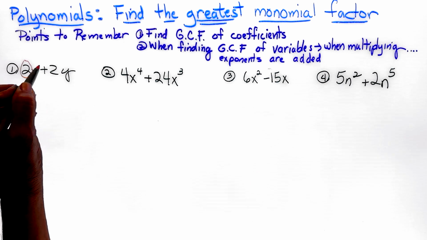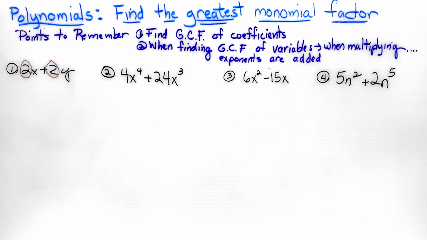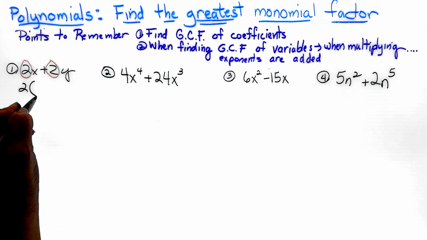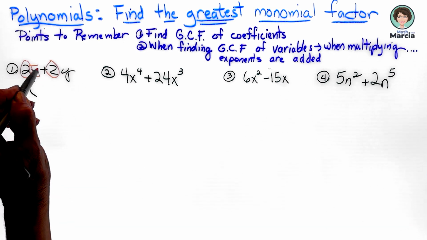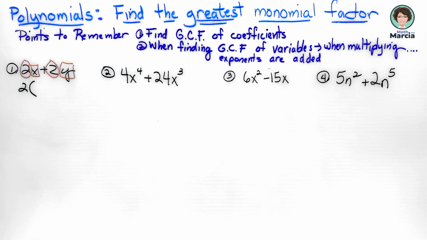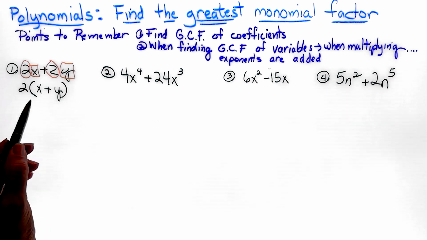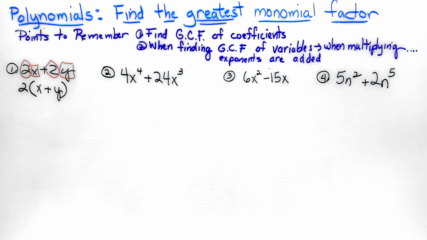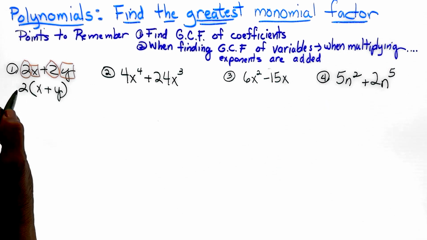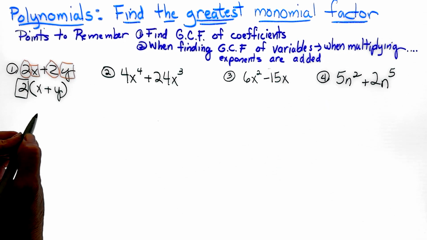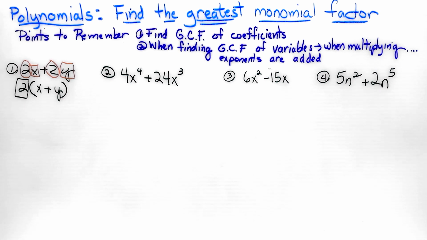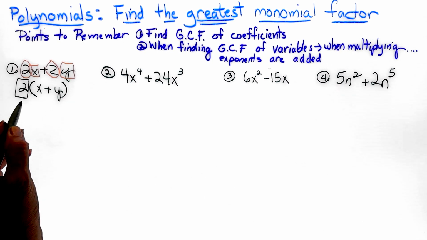I'm first going to look at the coefficients. And the coefficients are 2. So I know the greatest common factor for 2 is actually 2. And now as I'm looking at the variables, they are different. So if I'm factoring it, this is what my two factors would look like, but the answer that we are looking for is right here. So the greatest common factor that is a monomial is 2.